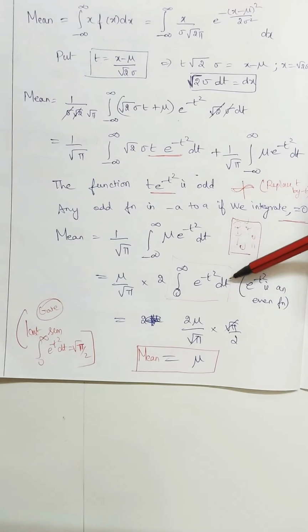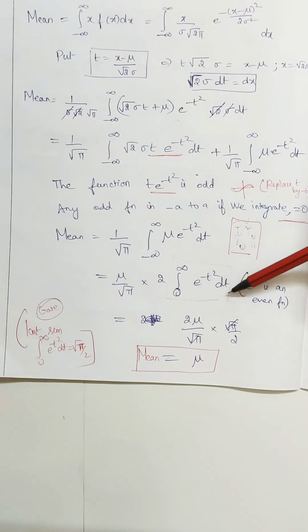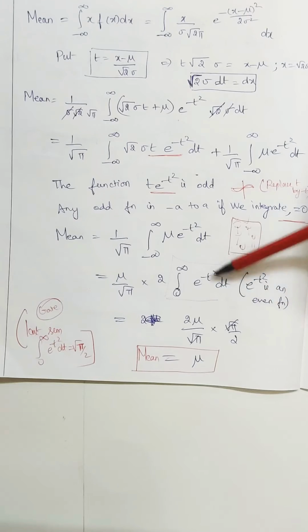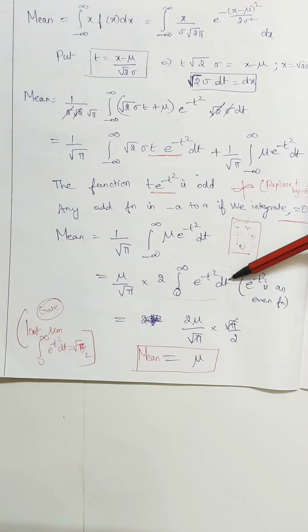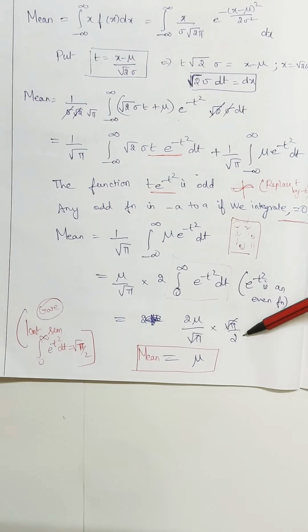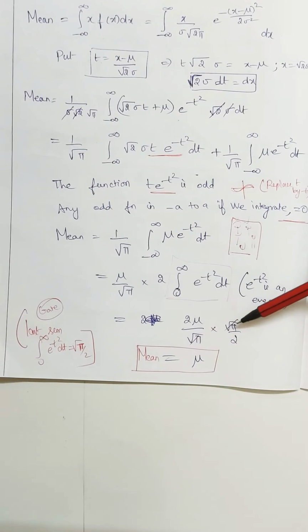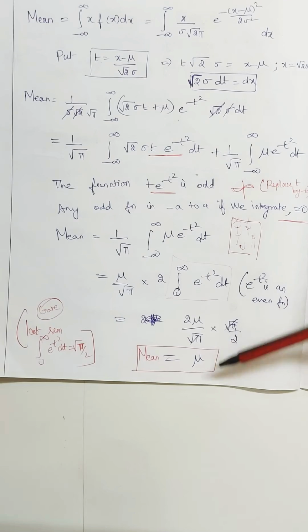And this value we already know, we have derived it. This is nothing but root pi by 2. You can take it as a formula. In the previous semester you might have solved this, so now we are taking it as a formula. So integral 0 to infinity e power minus t square dt value is root pi by 2. And this root pi and root pi will get cancelled, 2 and 2 will get cancelled.